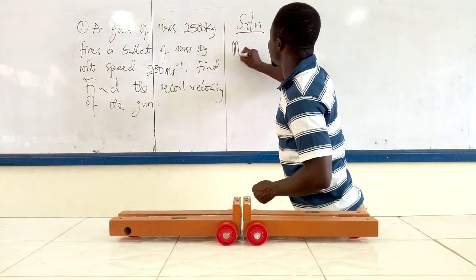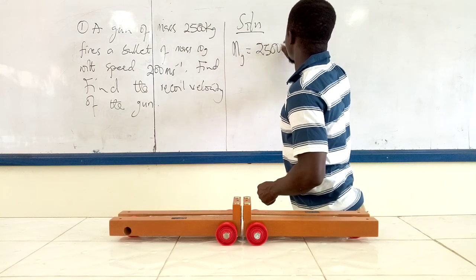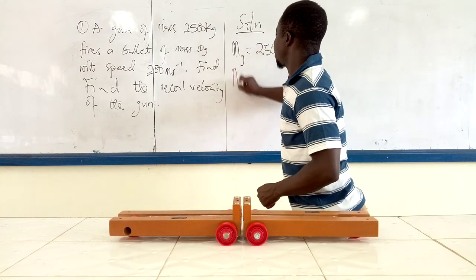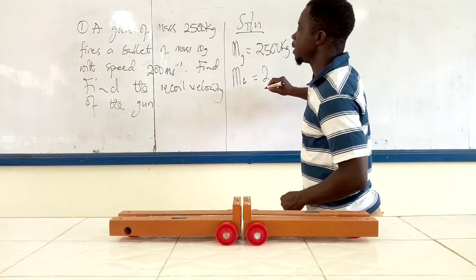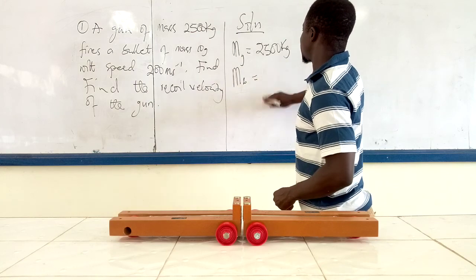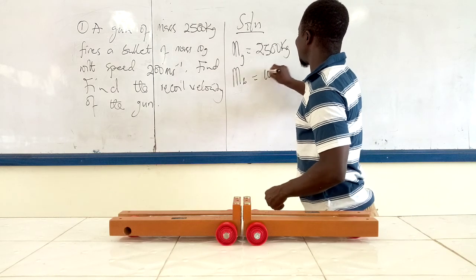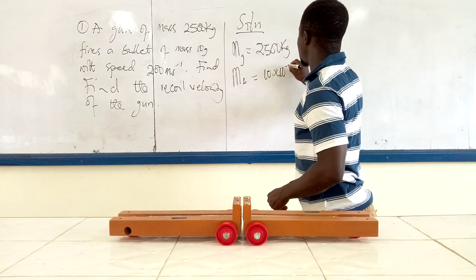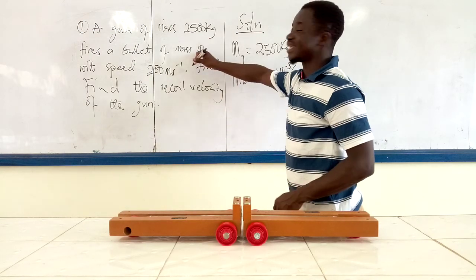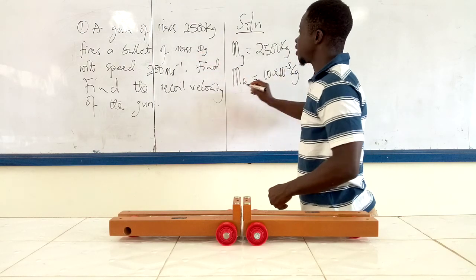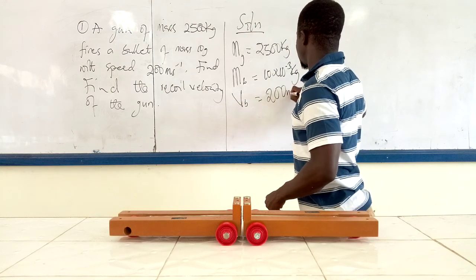In the question, we have been given the mass of the gun. Let mg be the mass of the gun, that is 2,500 kilograms. Let the mass of the bullet be 10 grams. If I convert 10 grams to kilograms, that is 10 times 10 raised to the power minus 3 kilograms, because I divide by 1,000. Then the velocity of the bullet is 200 meters per second.